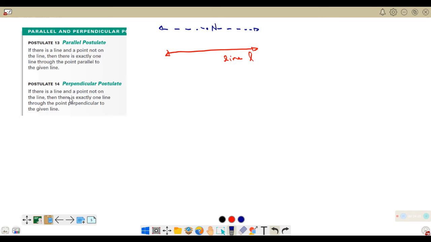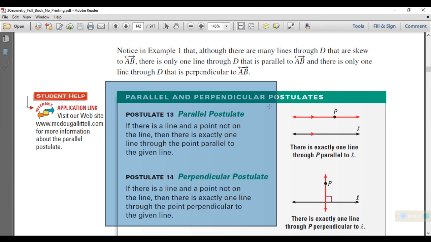Now, let's go to postulate number 14, perpendicular postulate. If there is a line and a point not on the line, then there is exactly one line through the point perpendicular to the given line. So, ganun lang din ulit. Meron ka isang line, meron ka isang point, tawagin ulit natin silang line L at saka point N. Through point N, isa lang daw yung pwede mong i-drawing na line perpendicular to line L. Okay? Lagi lang yung one line, 1 point.